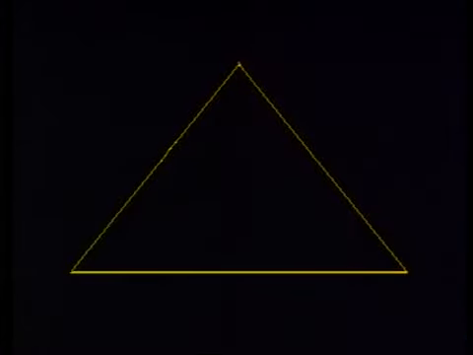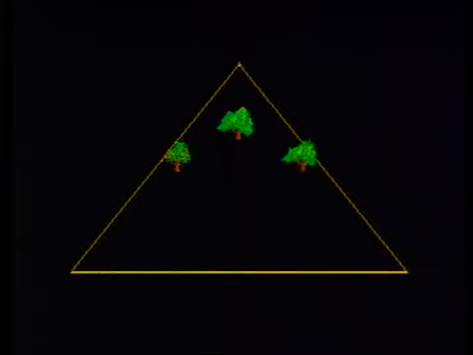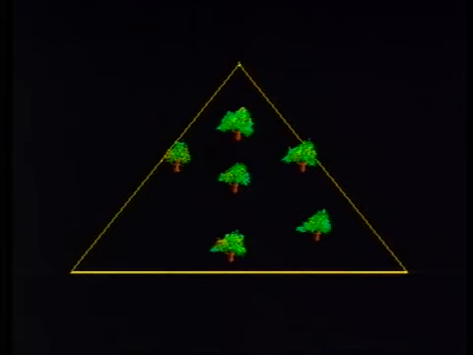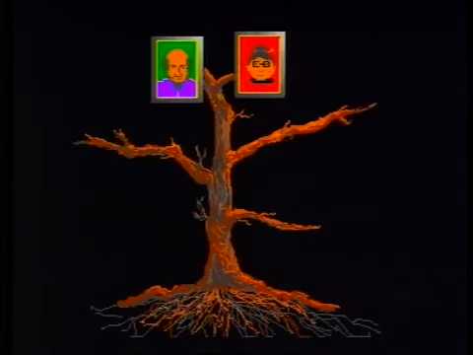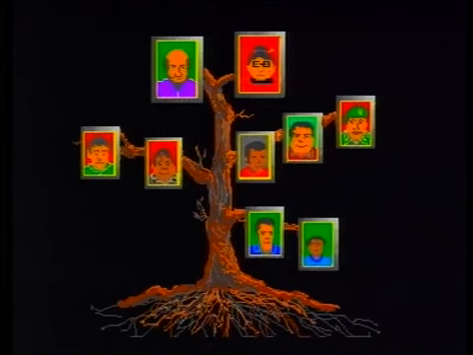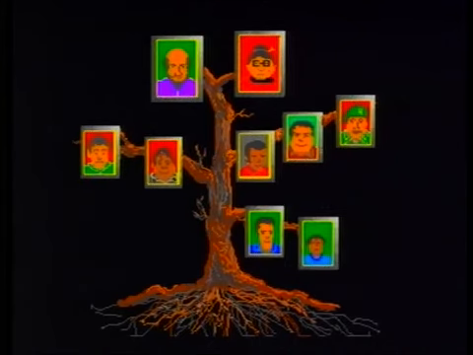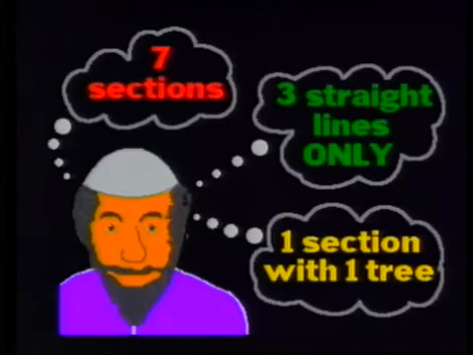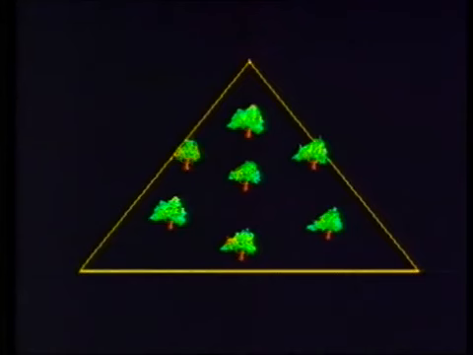A triangular piece of land. There are 7 trees on the land. The trees are valuable and very useful. The farmer has 7 sons. Now he wants to give a piece of land to each of his sons, but each piece of land must have 1 tree. Can you help the farmer to divide the land into 7 sections by drawing only 3 straight lines? Remember, each section must have 1 tree. However, the sections do not have to be the same size.